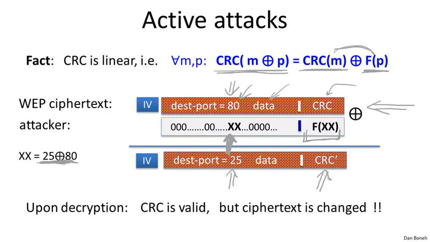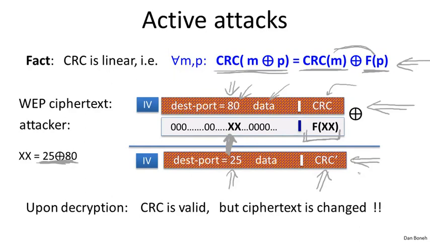So the interesting thing that happened here is even though the attacker doesn't know what the CRC value is, he's able to correct it using this linearity property such that when the ciphertext is decrypted, the correct CRC value appears in the plaintext. Okay, so the linearity property of CRC plays a critical role in making this attack work.